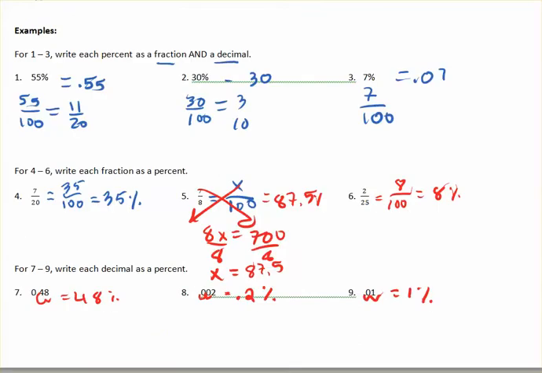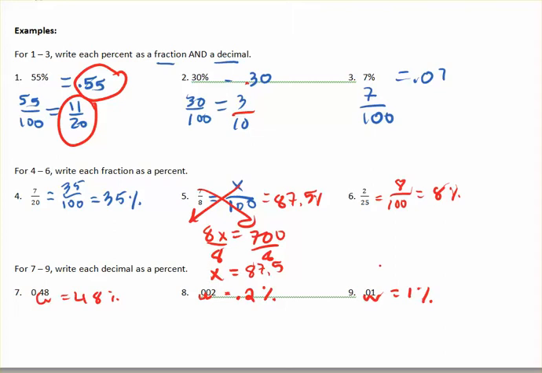So here are the answers to the example problems. For the first 3, we want to write each percent as a fraction and a decimal. Again, I'm starting as a percent. I'm going to use my definition of percent, which is a number out of 100, or a ratio out of 100. So 55% becomes 55 out of 100. To make it a decimal, I just think of what decimal is equal to 55 hundredths, which is 0.55. To make it a fraction, I reduce it, and I divide it by 5. So 30% is 0.30, or 0.3 as a decimal, and it's 3 out of 10 as a fraction. And 7% is 0.07 as a decimal, and 7 hundredths as a fraction.